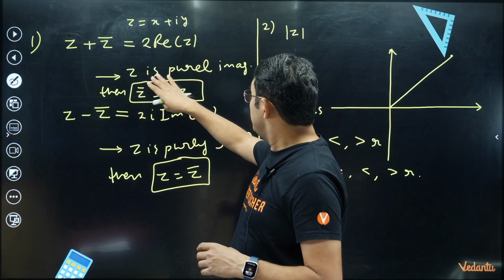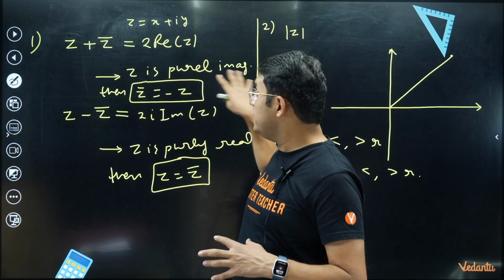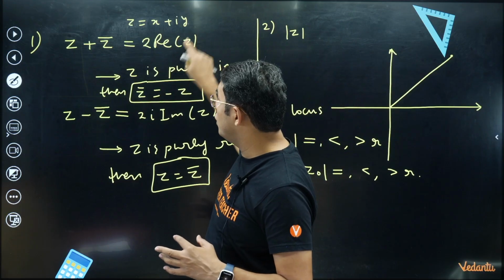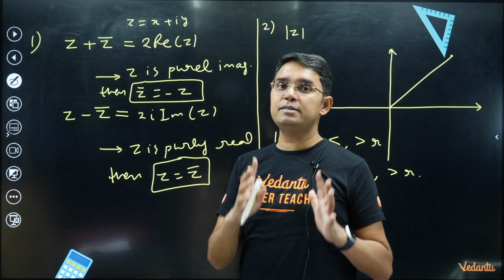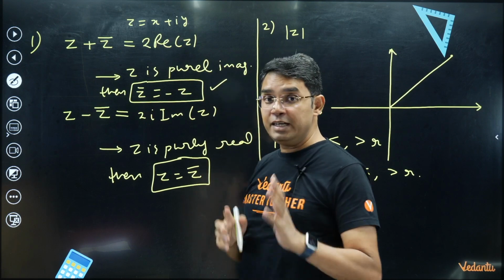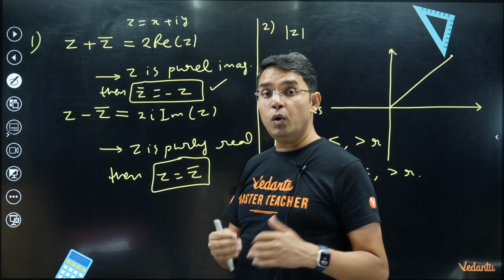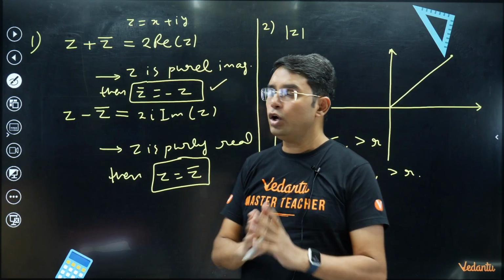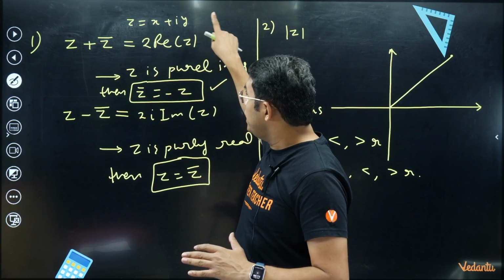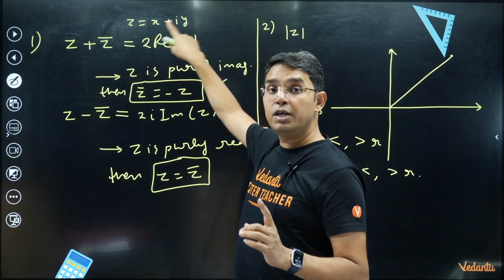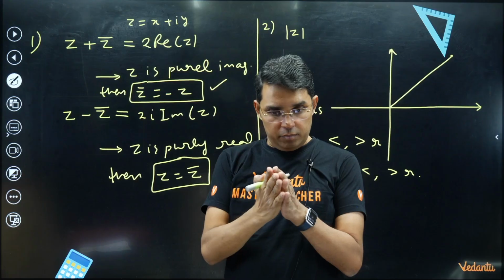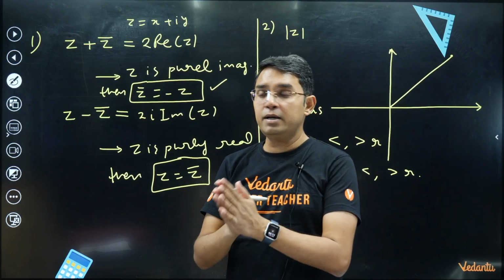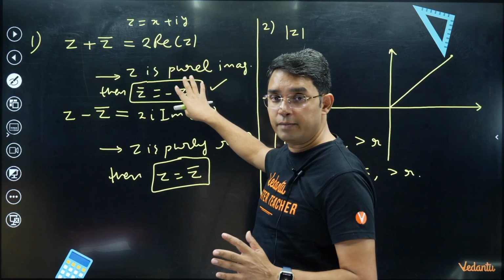So if Z is purely imaginary, then this will be 0. So Z bar will be equal to minus Z. That can be one important condition for Z being purely imaginary to solve your question. Although you can also do it directly by equating the real part x equal to 0, comparing real part and imaginary part, and making the real part 0.